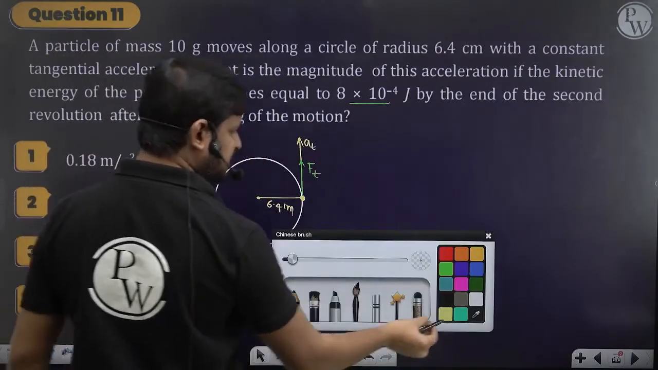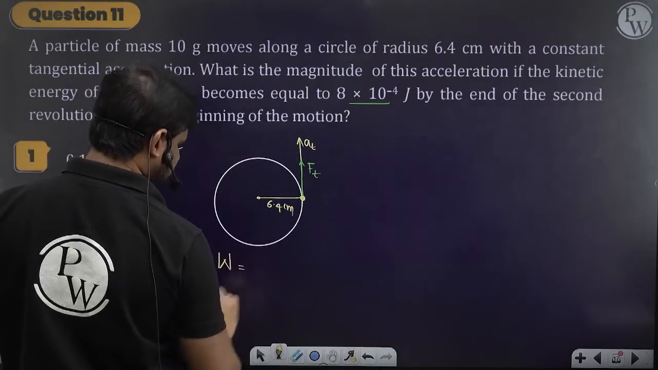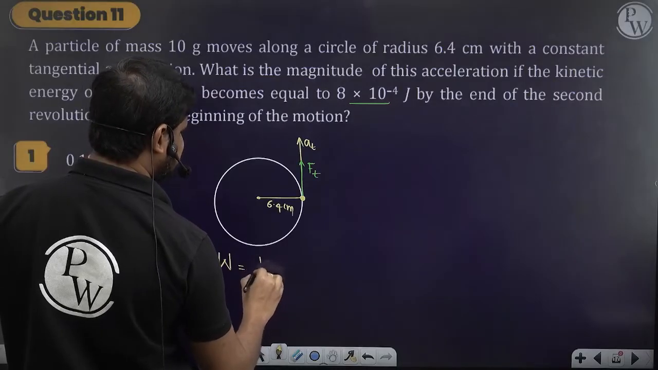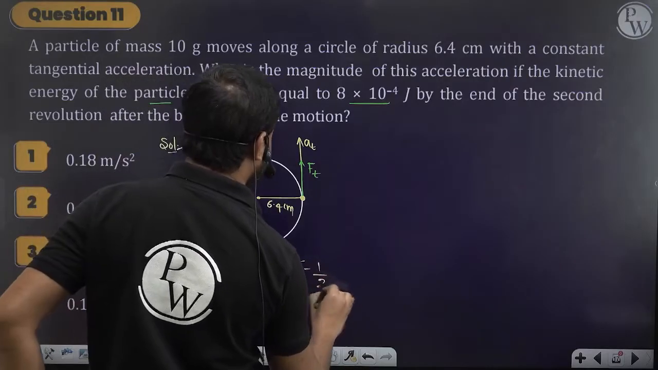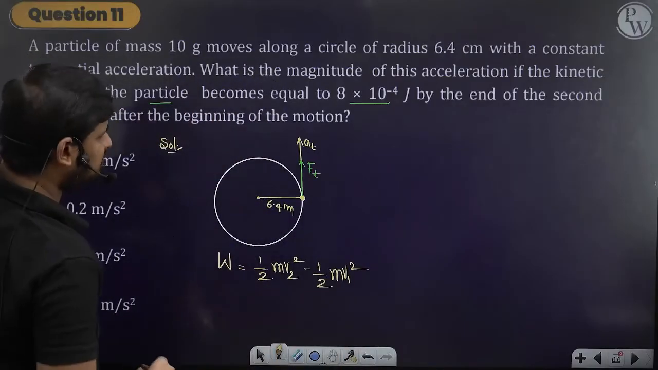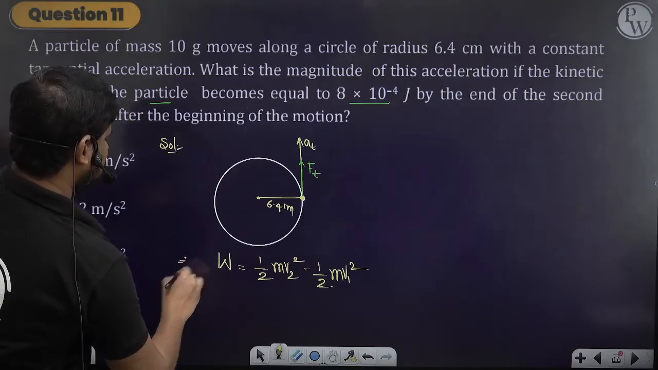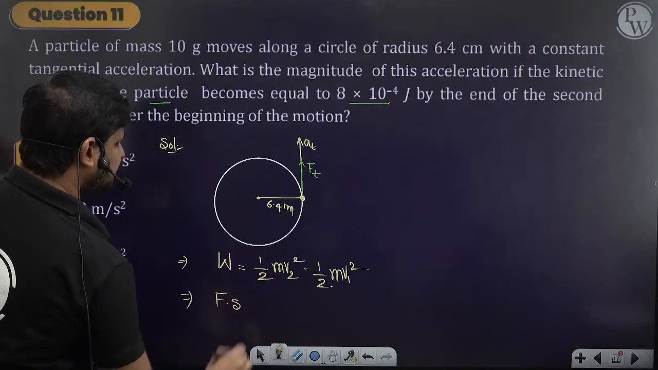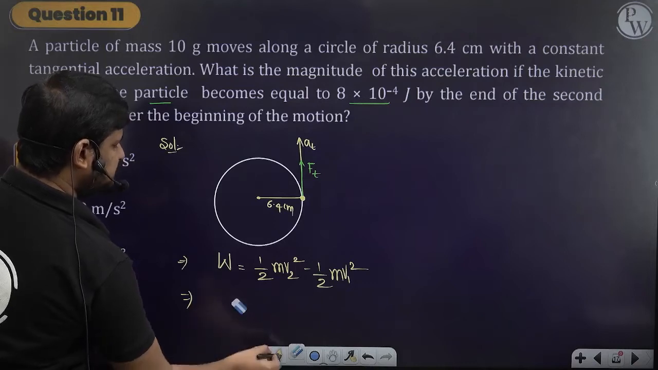If the kinetic energy of the particle will be equal to 8 into 10 to the power minus 4, just write the work energy theorem here. What does the work energy theorem say? The work done is equal to the change in kinetic energy. So what's the change in kinetic energy? Half m v2 square minus half m v1 square. Fine, chalo. So shall I write force into displacement in place of work done? Yes, force into displacement.